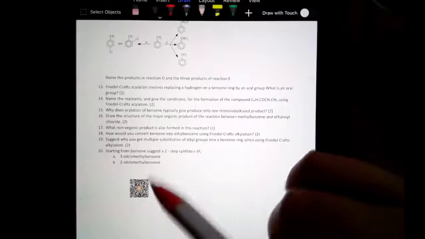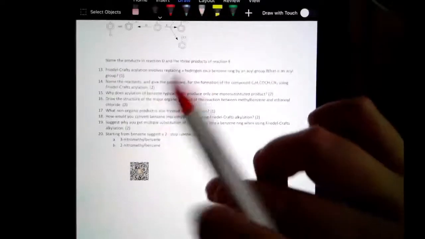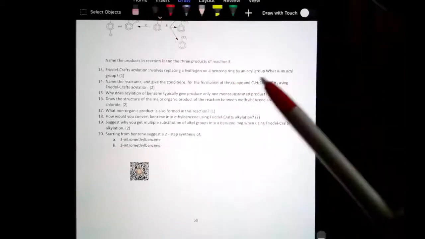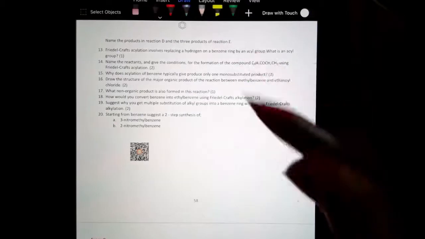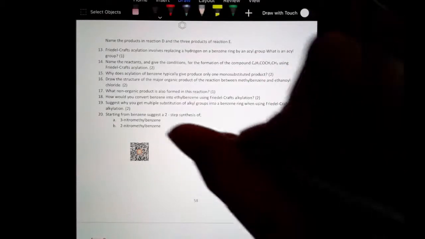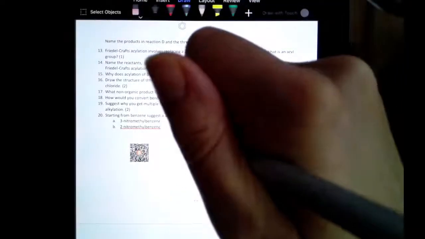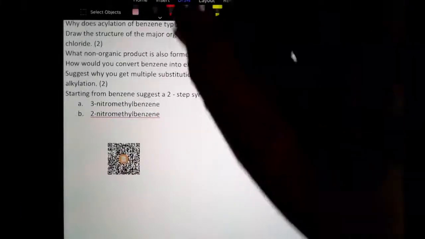I'm also going to do question 20 for you. That's when I give you benzene and I ask you to complete a 2-step synthesis. And this is important. The order of these steps is important so that you get the right relationship. So first of all, I'm starting with benzene. I'm just going to zoom in on this a little bit. So I'm starting with benzene, and I want to make 3-nitromethylbenzene.